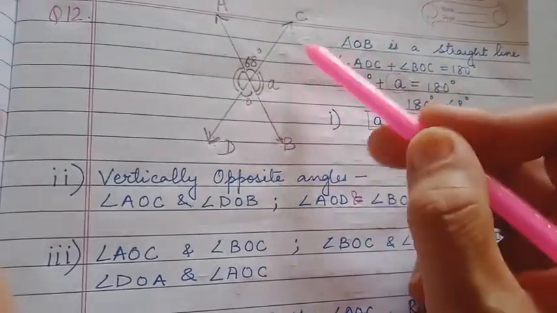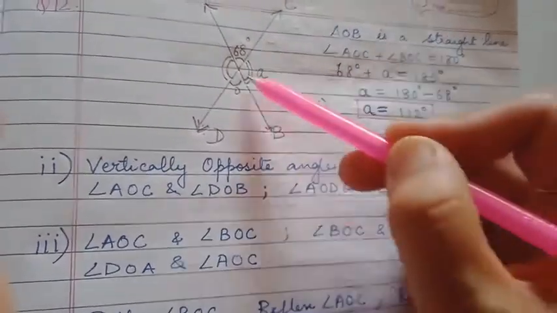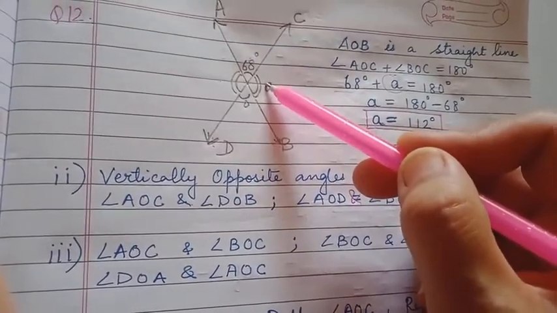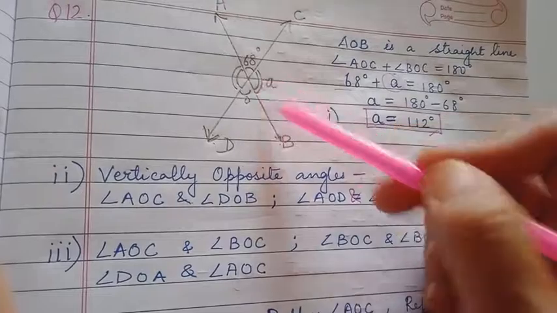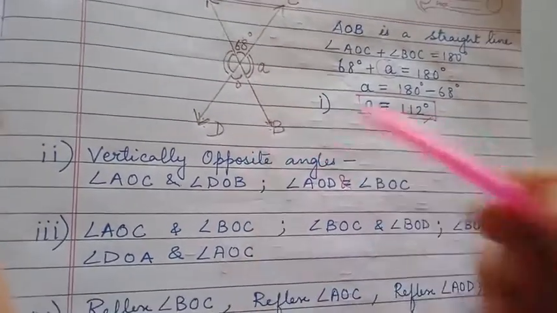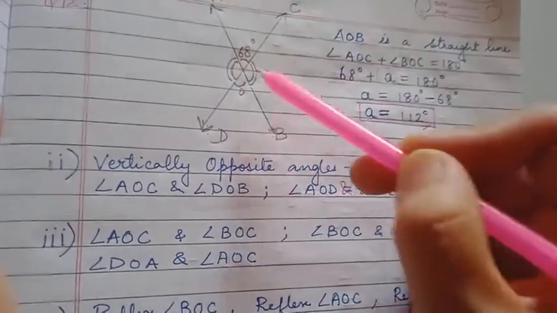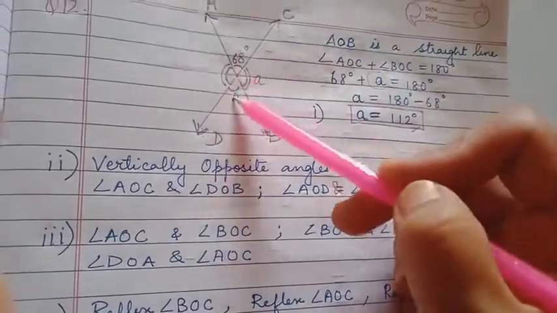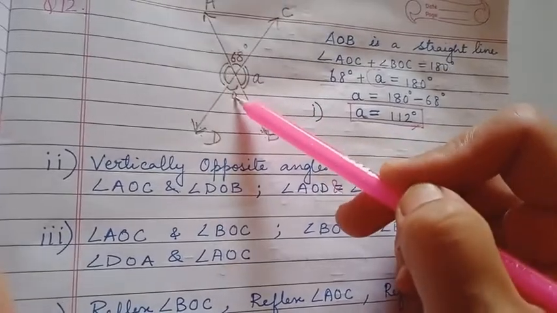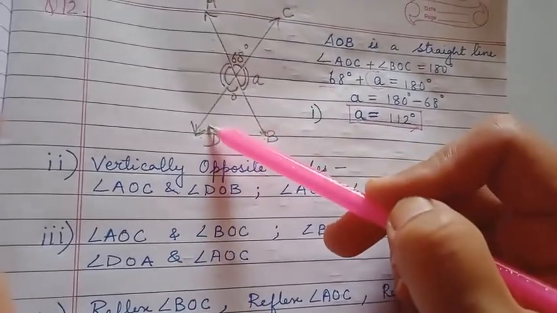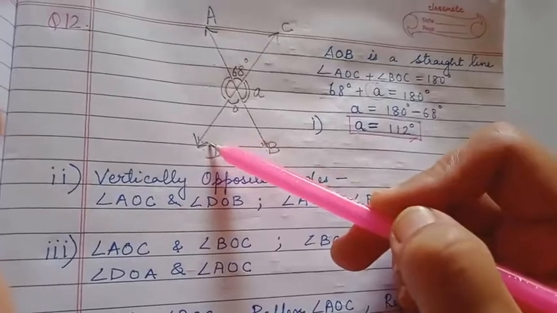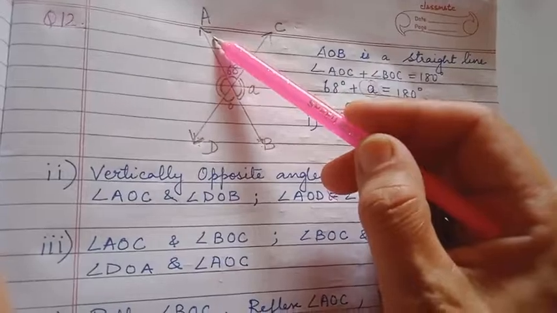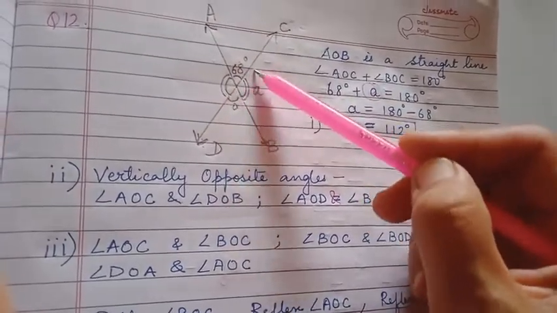Then angle BOC and angle BOD are again adjacent angles because OB is the common arm. Then angle BOD and angle DOA is the other pair of adjacent angles because OD is the common arm. And the last pair is angle DOA and angle AOC because OA is the common arm.